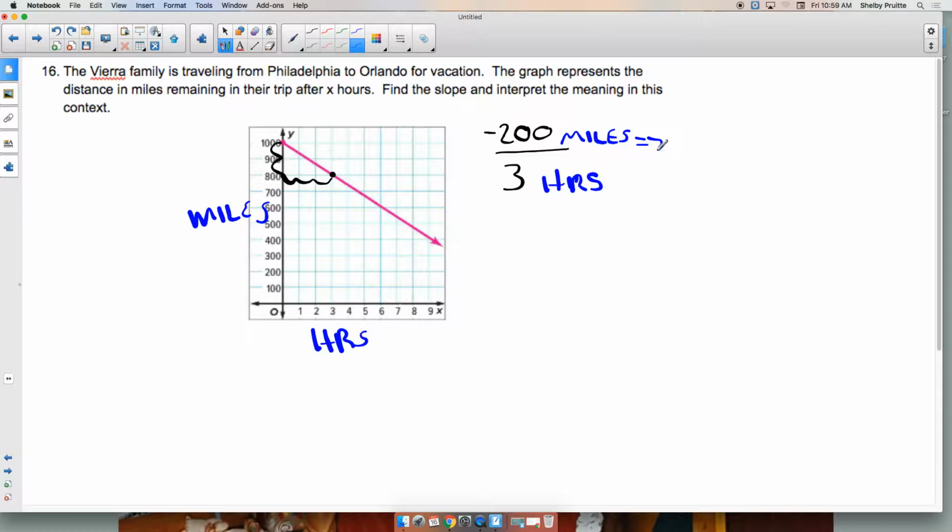Now, if I were to simplify this by doing negative 200 divided by 3, it gives me an approximate of negative 66 1/3 miles in the 1 hour. So that means overall their total trip in 1 hour, they are taking off the 66 1/3. Sorry, that should be a 2/3. They're taking off the negative 66 2/3 mile every single hour. So that's pretty much how fast they're traveling. You could say they're going almost 67 miles per hour.